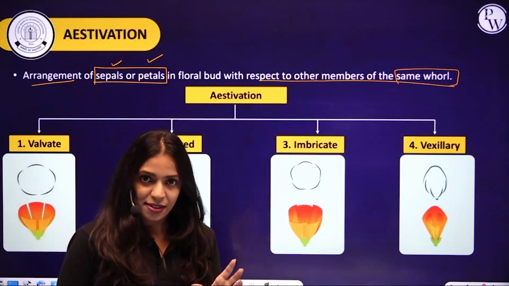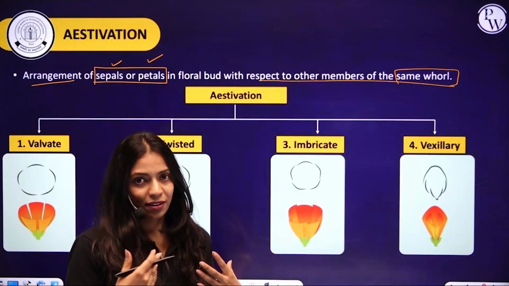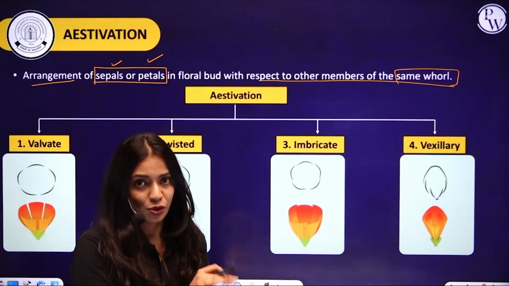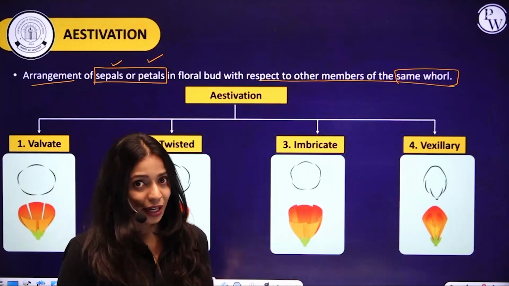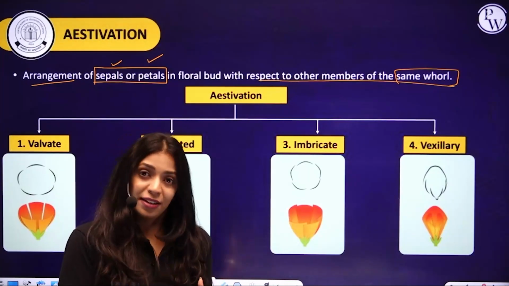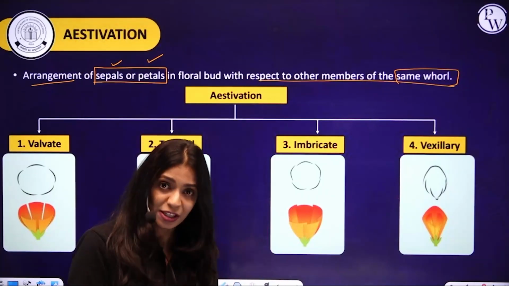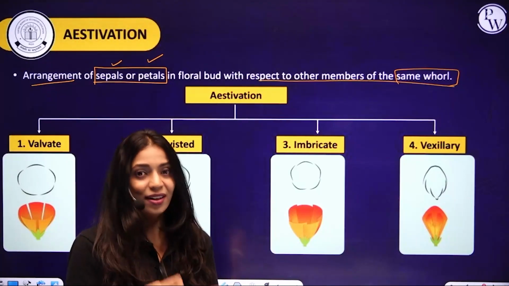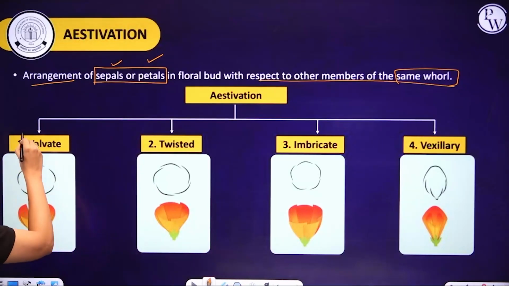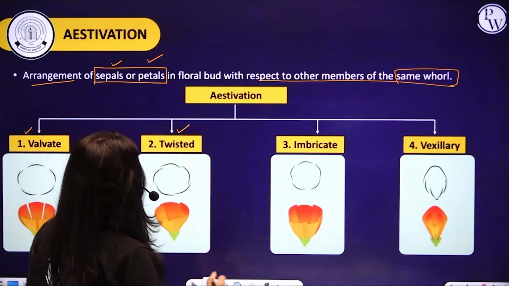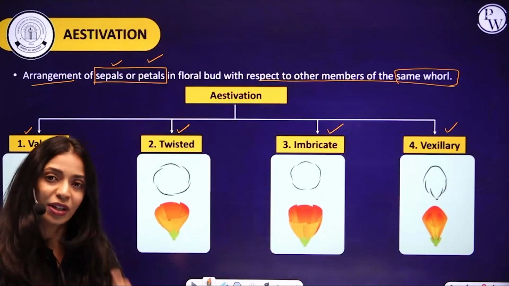So over here we are either considering calyx or corolla. If you're considering calyx, how are the sepals arranged with respect to each other? If you're considering corolla, how are the petals arranged with respect to each other? Is there any specific way in which they are arranged? Is there any pattern that you can see? Okay, so the arrangement of either sepals or petals in a floral bud with respect to each other within the same whorl is what we call aestivation. There are four major types of aestivation that we can see in flowers. That is valvate, twisted, imbricate, and vexillary. We learn about each of these one by one.